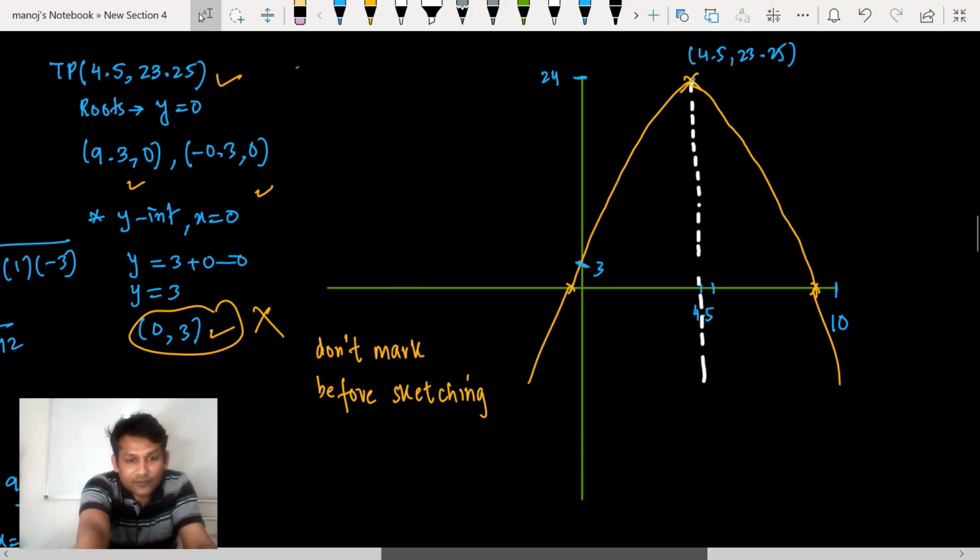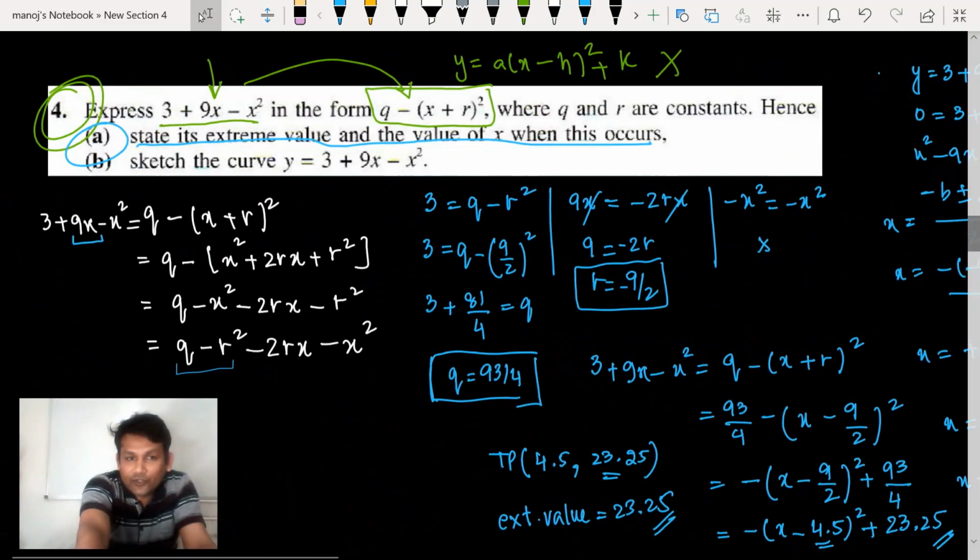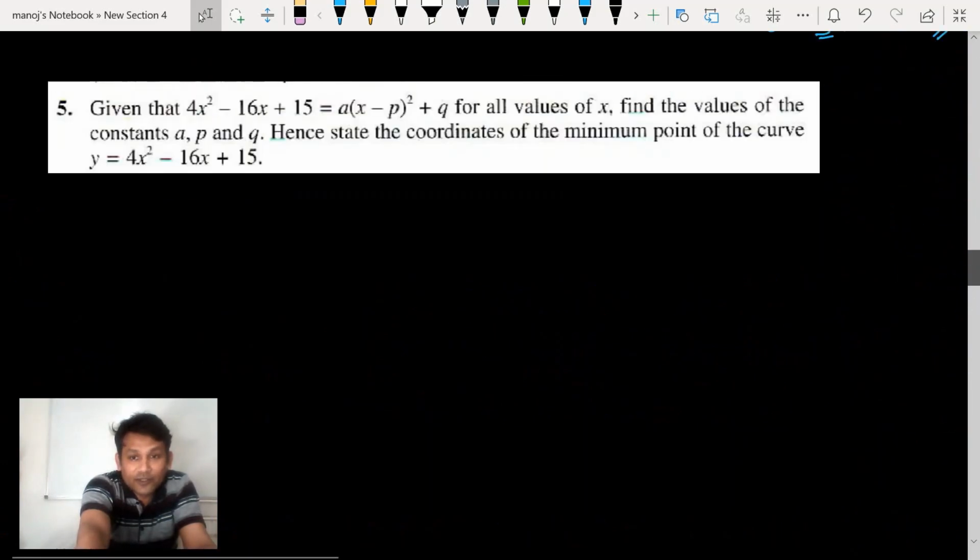Next is question number 4, we have done. We are moving to question number 5. There are so many questions. Let's see the next.